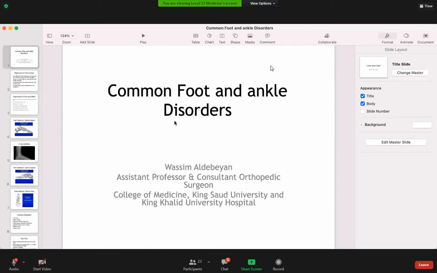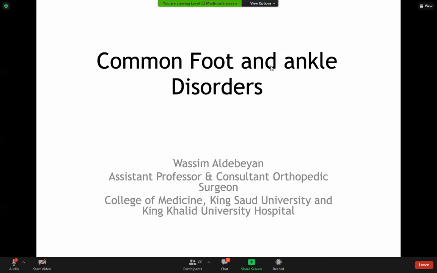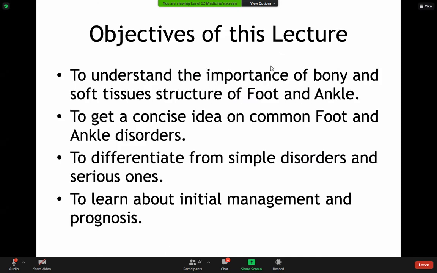Okay, so the next lecture is common foot and ankle disorders. The objectives of this lecture are to understand the importance of bony and soft tissue structures of the foot and ankle, to get a concise idea on common foot and ankle disorders, to differentiate simple disorders from serious ones, and to learn about initial management and prognosis.